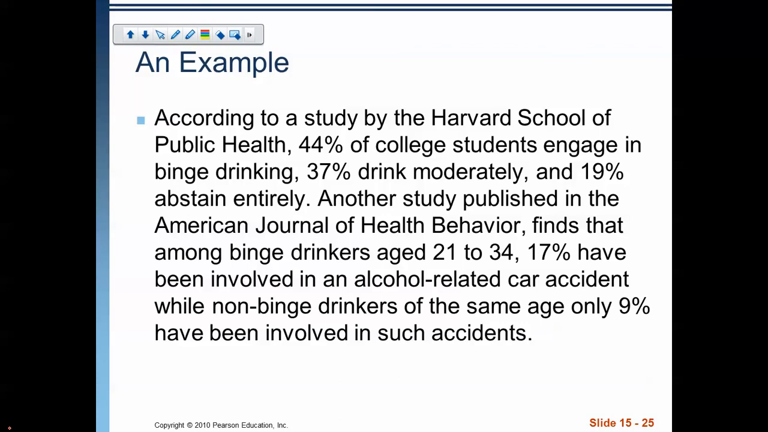If they were in the same car, I believe that would be under the 17%. If you're thinking that the non-binge drinkers are getting in an alcohol-related accident because they're going with binge drinkers... correct.